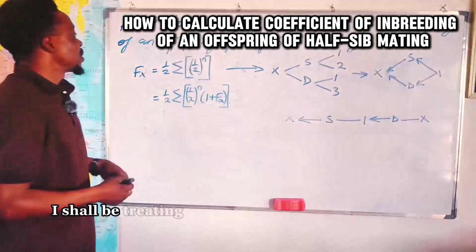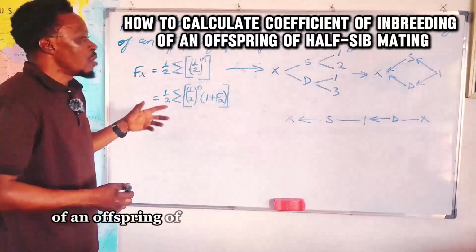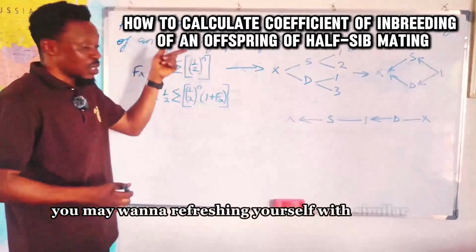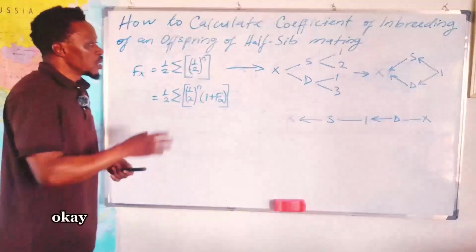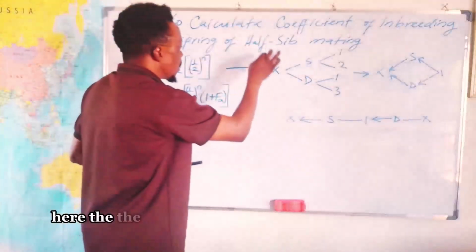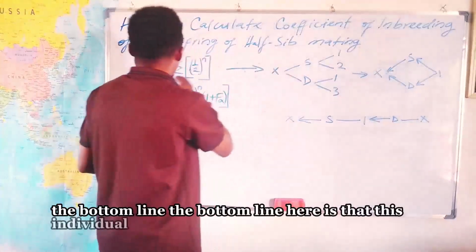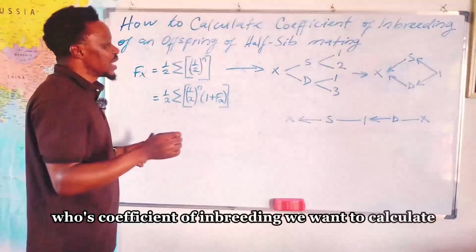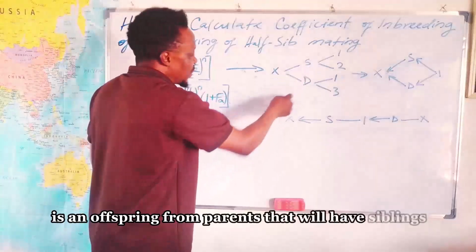In this video, I shall be treating how to calculate the coefficient of inbreeding of an offspring of half-sibling mating. You may want to refresh yourself with similar examples on full siblings, if need be. So the bottom line here is that this individual, whose coefficient of inbreeding we want to calculate, is an offspring from parents that were half siblings.